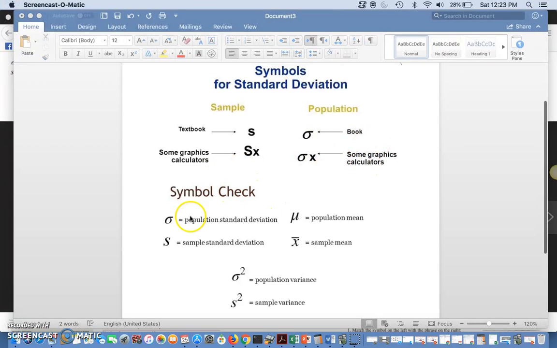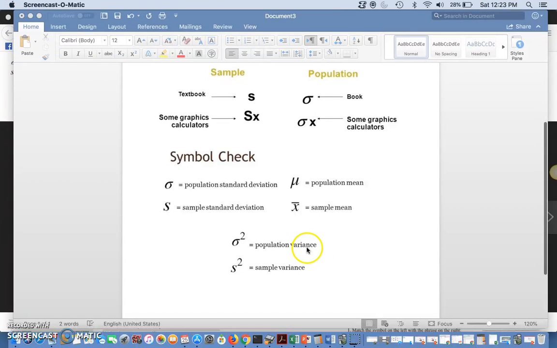So just for your symbols, your population standard deviation is sigma. Your sample is S. Your mean, your population mean, your sample mean, just so that you know the difference. The variance is nothing but the standard deviation squared. So population variance is going to be sigma squared. Your sample variance is your sample standard deviation squared. These are the basic symbols that you are using in this particular area.